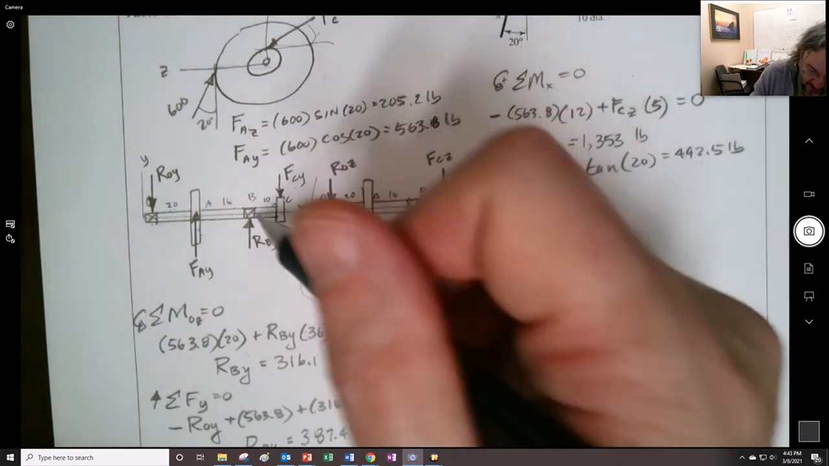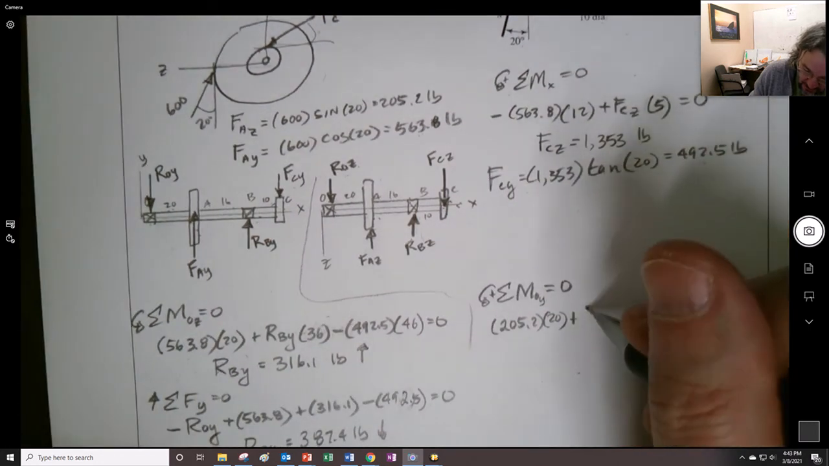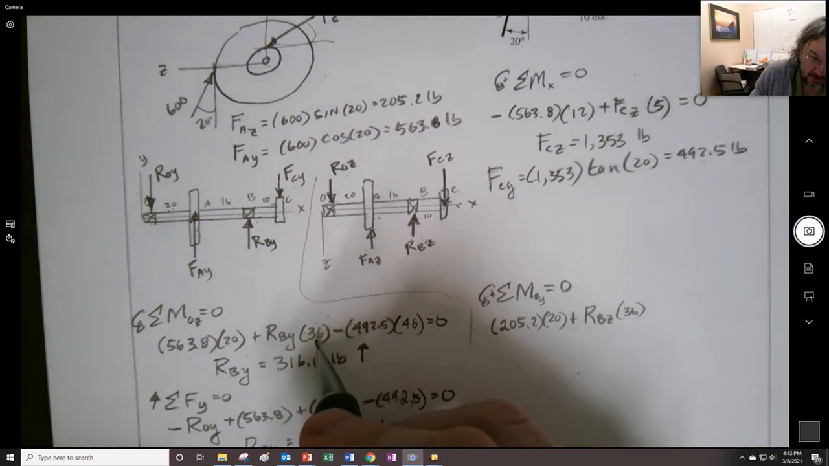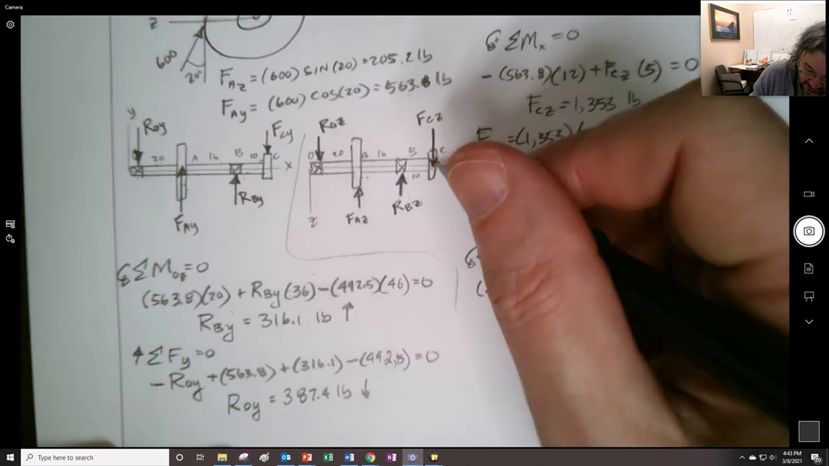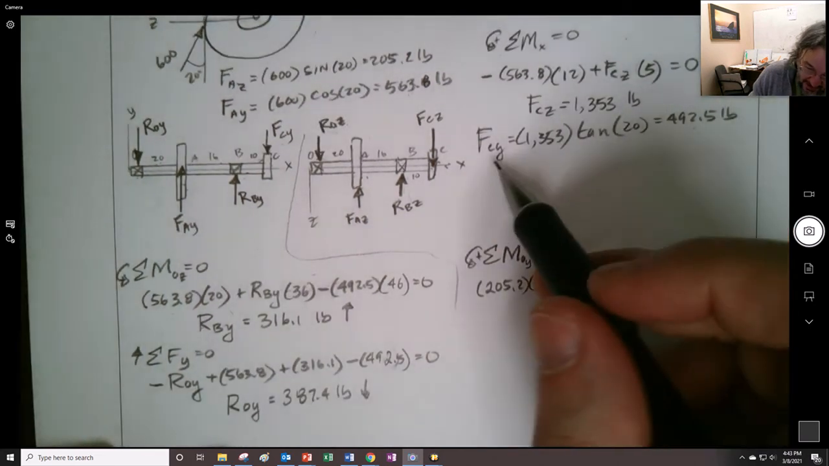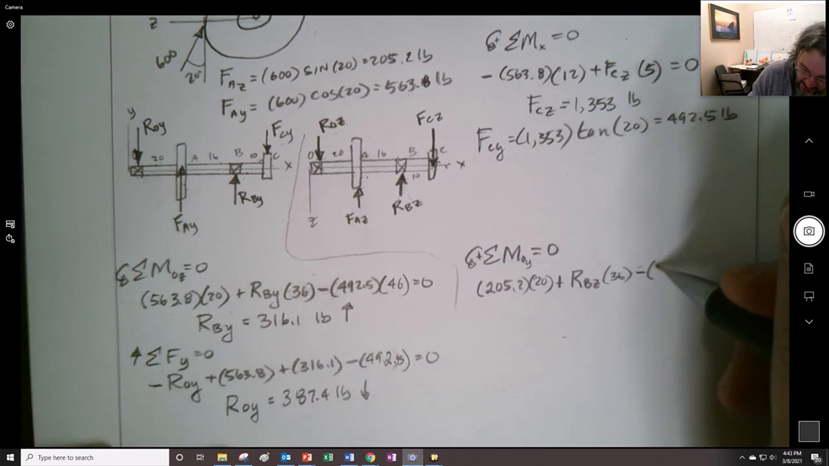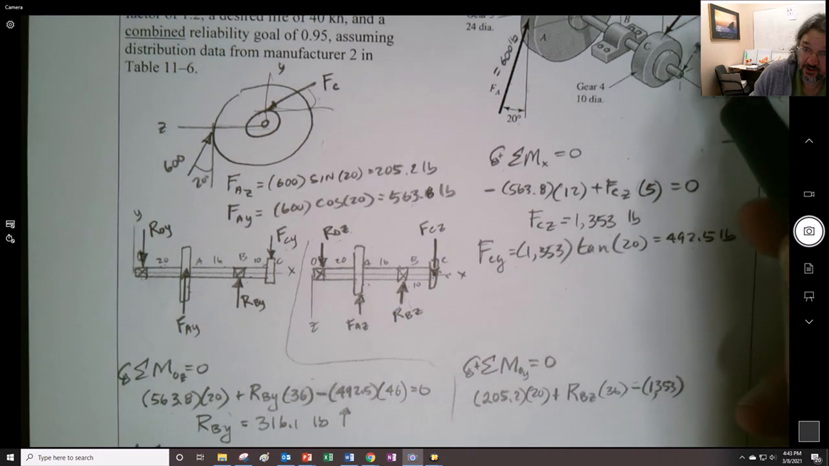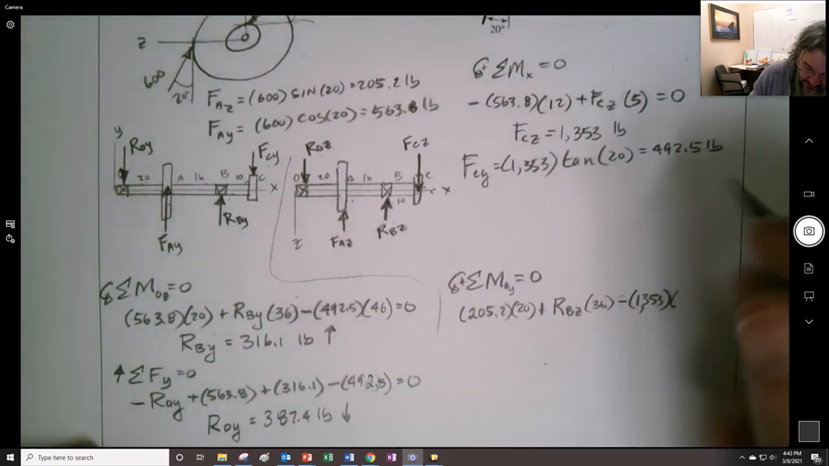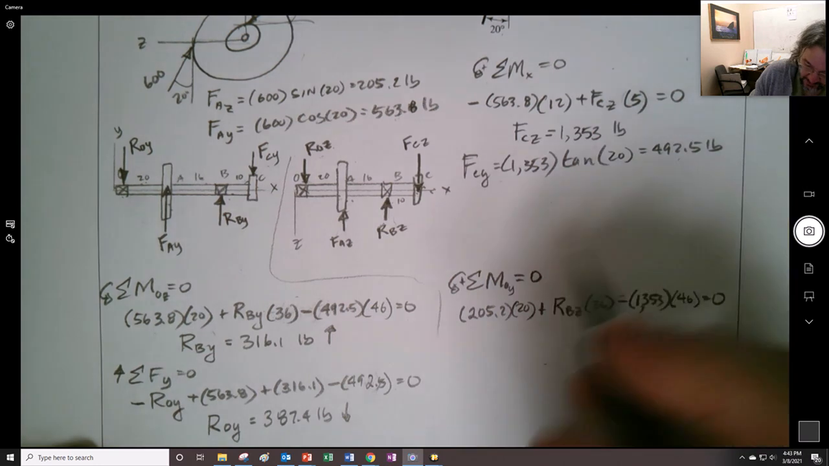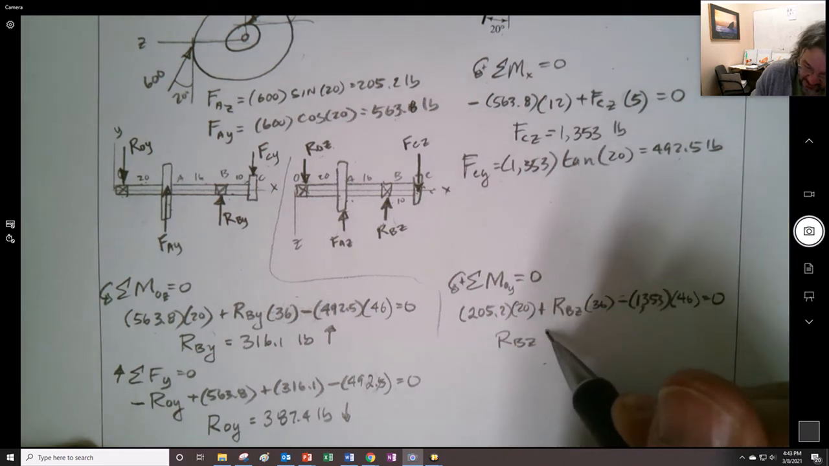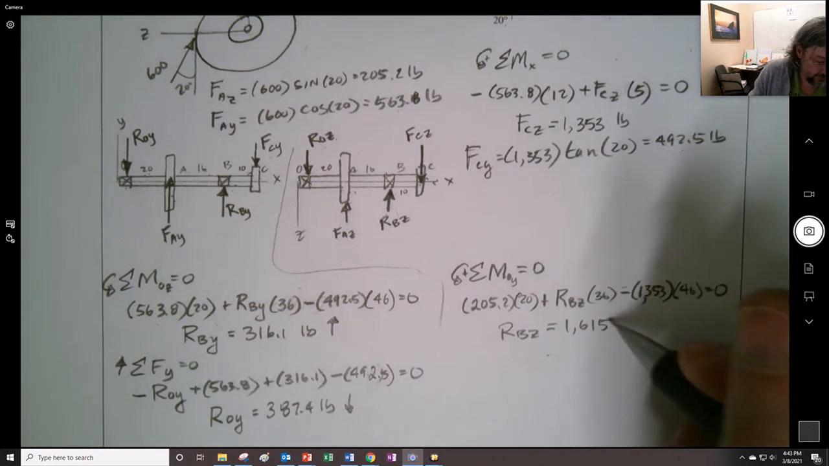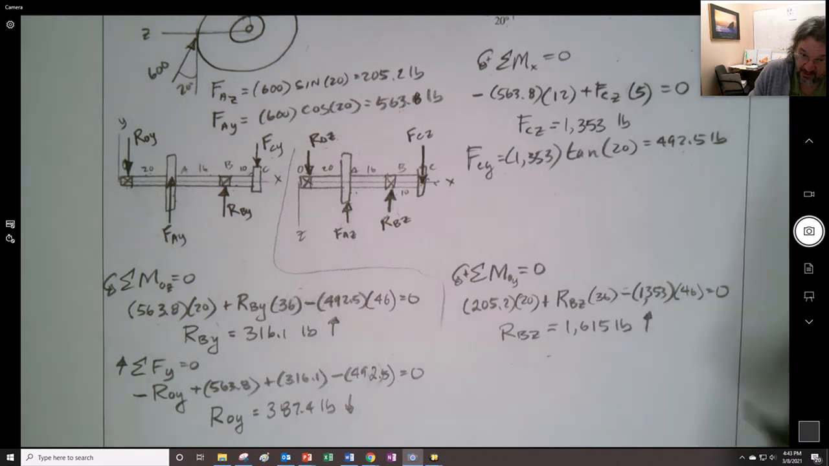All right, so that's coming this way. We're going to go positive with this one too. So this is the unknown ROS, and the 36 is kind of similar to what we did over here. And then now we're going to have minus this FCZ. So this is going to be a very large number compared to the other ones right here because it's a small gear, so it has a large force onto it. And its dimension is 46 right here. So our RBZ as part of this is going to be 1,615 pounds going that way.